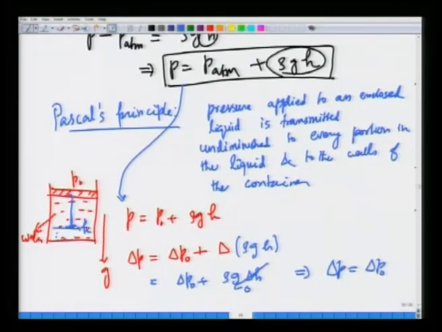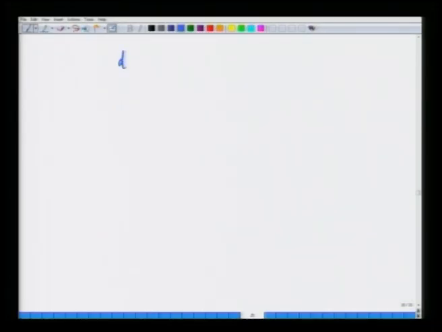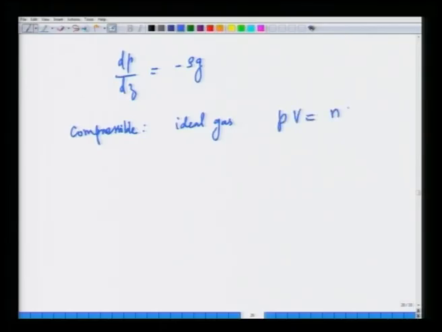Now, there are some other ways of integrating this equation. For example, you have dP dz is minus rho g. Now, we assumed initially the fluid to be incompressible. Let us say the fluid is compressible, and when the fluid is compressible, the pressure and density are related through an equation of state. Let us assume the equation of state to be that of an ideal gas, where P V is number of moles times universal gas constant times T.